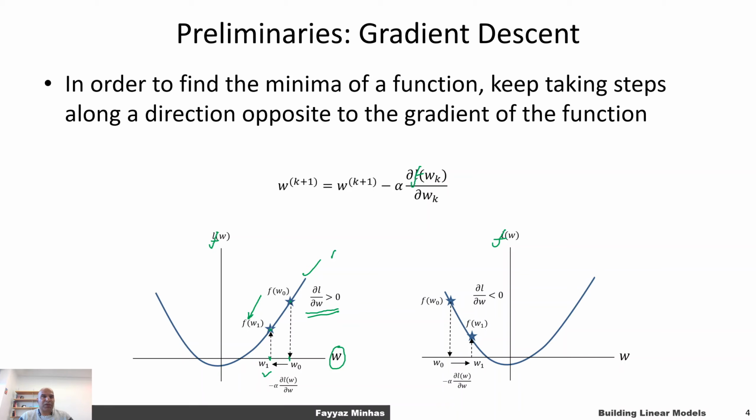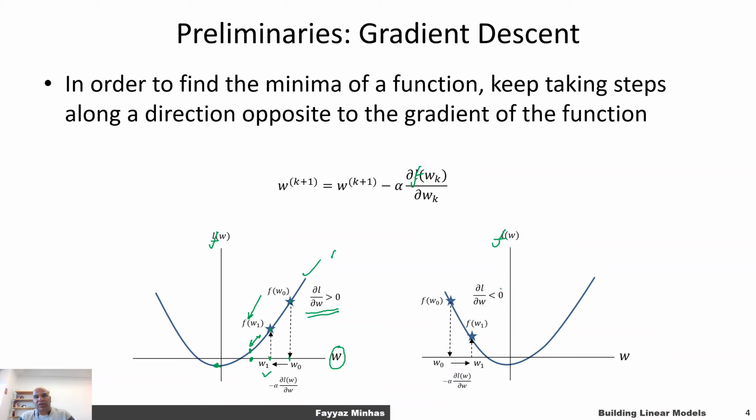If we keep on following this, at this new step we can calculate the derivative again, which is again positive. If we decrease the value of w, then the value of f is also going to decrease. So if we take another step, let's say to here, the value of the function is going to decrease. And if we keep on following those steps, eventually we are going to reach this value floor.